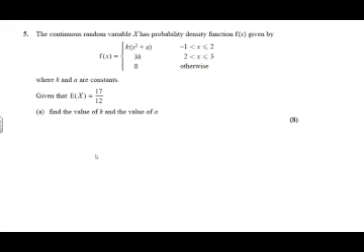Moving on to question 5. The continuous random variable x has the probability density function as described, where k and a are constants. Given that the expectation of x equals 17 over 12, find the values of k and a.